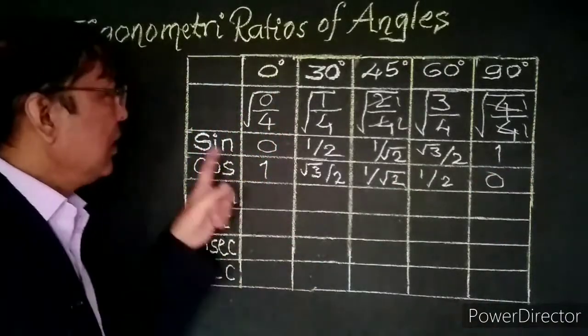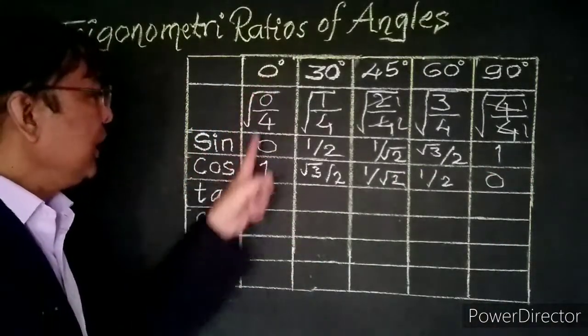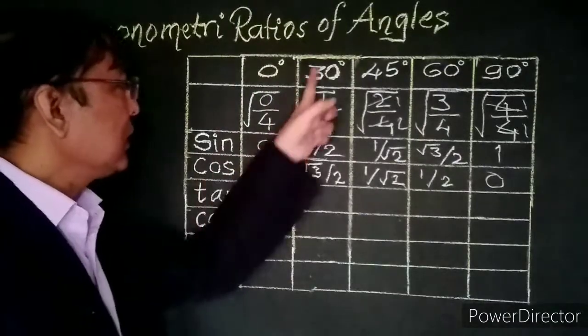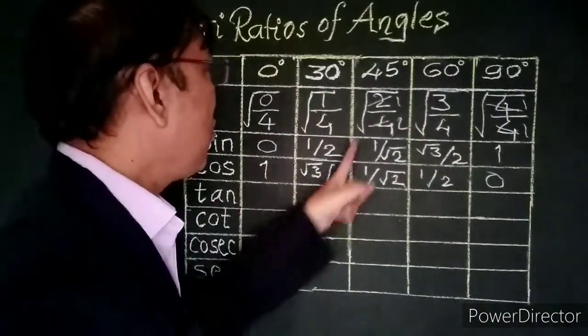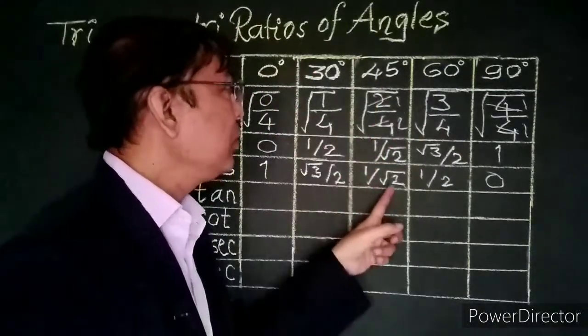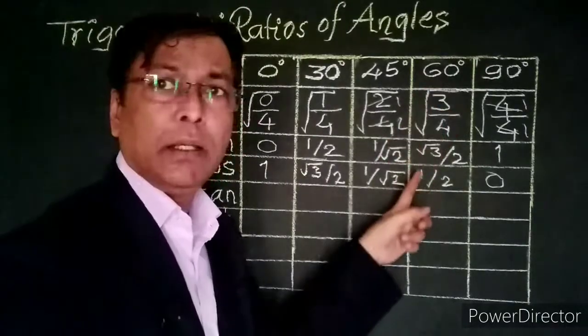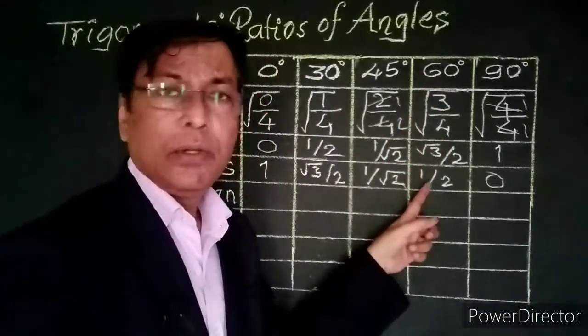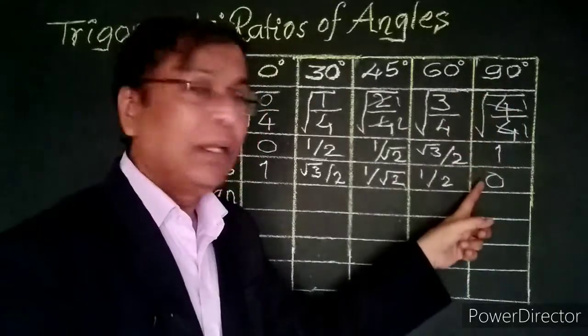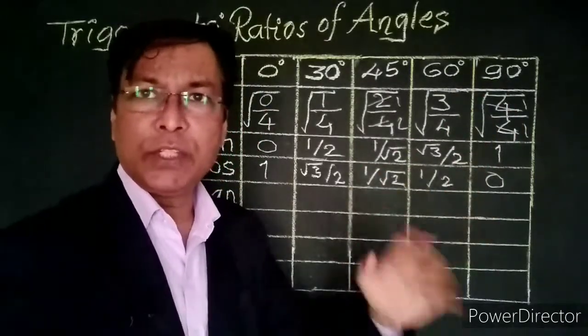This shows that cos 0 degree means 1, cos 30 root 3 by 2, cos 45 degree 1 upon root 2, cos 60 degree that is half and cos 90 degree means it has value 0.